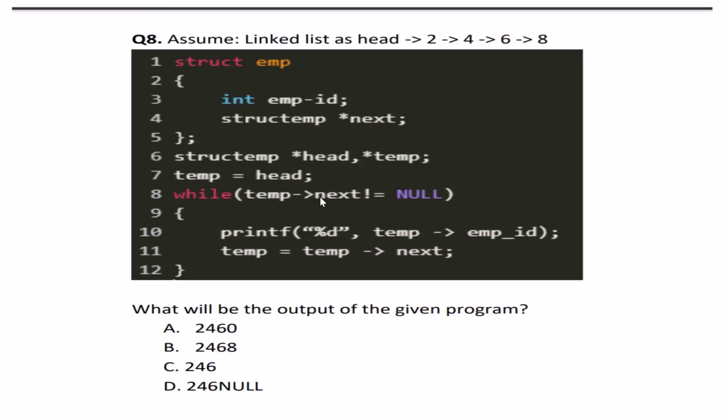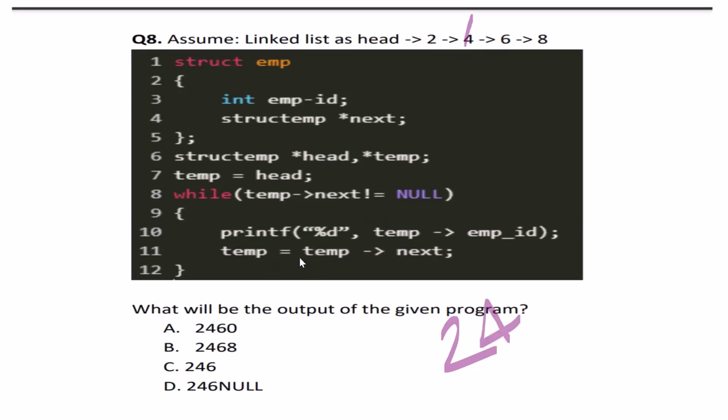Now, in the first iteration, what we will check is: is next of 2 null? No, next of 2 is not null. It is 4. So we will print 2. Then we make the temporary variable equal to whatever is next to it. So now the temporary variable will point to 4. Is next to 4 null? No, next to 4 is not null. It is 6. So 4 will be printed.